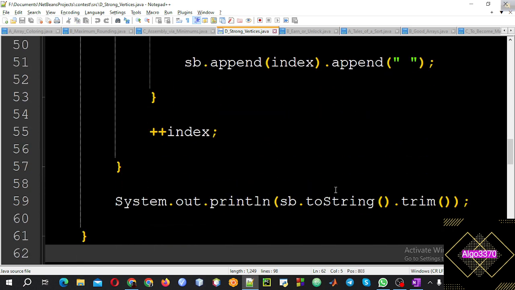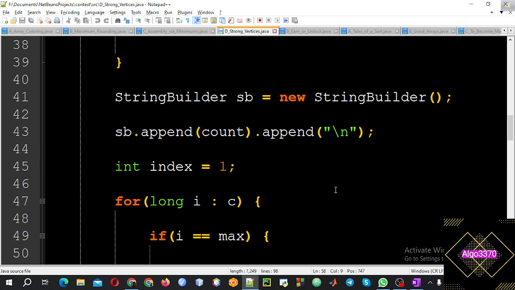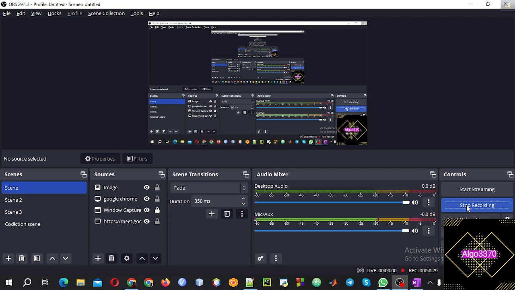At the final stage, just print the collected array and the size of that array. This is our implementation of the number 4 problem. I think this will be helpful for us.